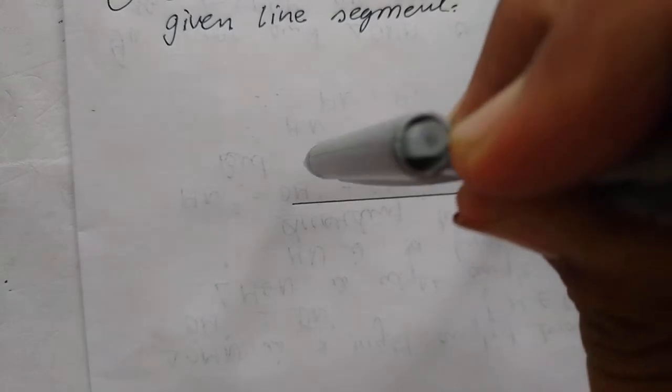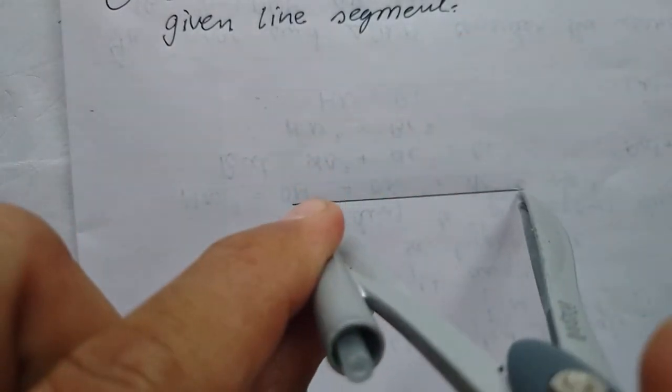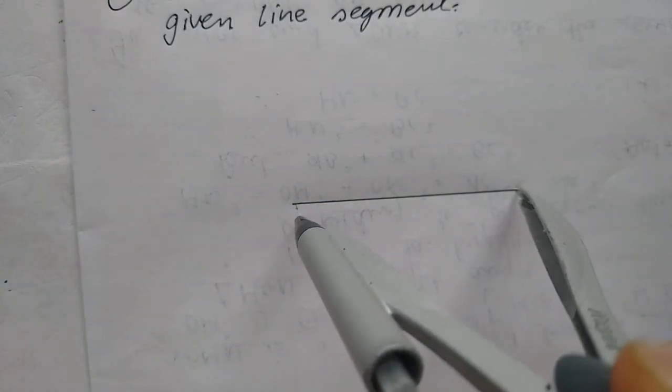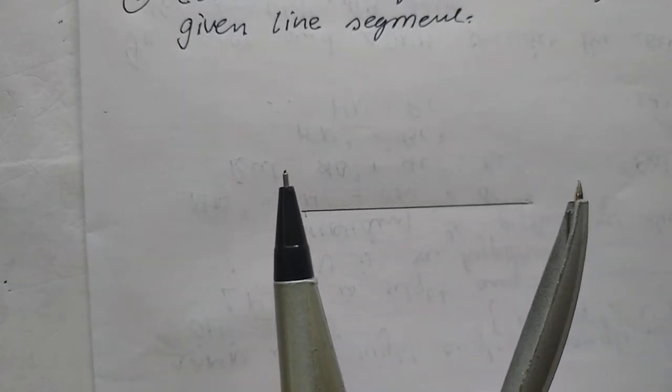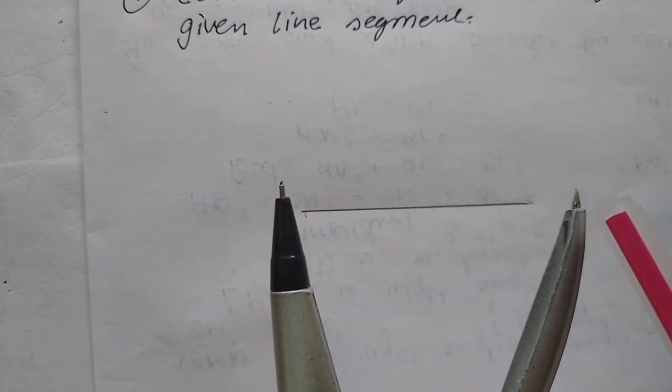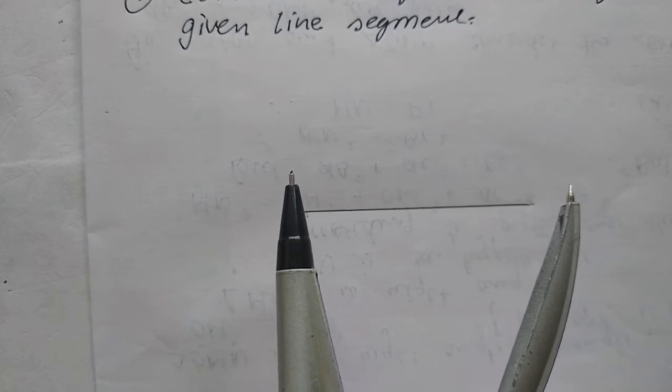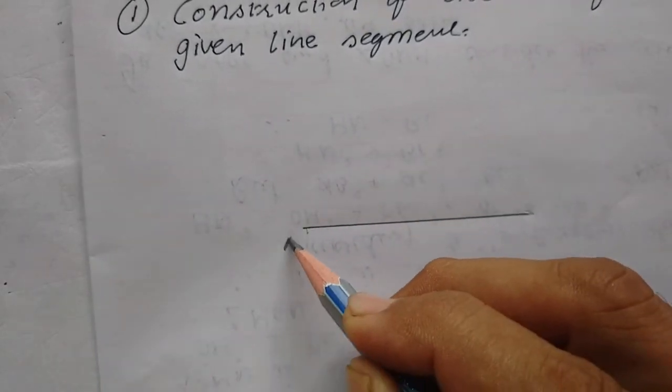First of all, take a pair of compass, measure the distance between these 2 points. Okay children, this way you have to measure. Now children, this distance, meaning the distance between the pencil point and this metal point, we call it radius. Okay, so take a radius of 6 centimeter.